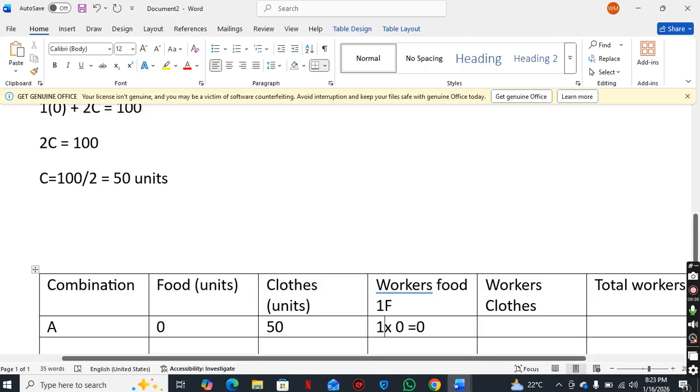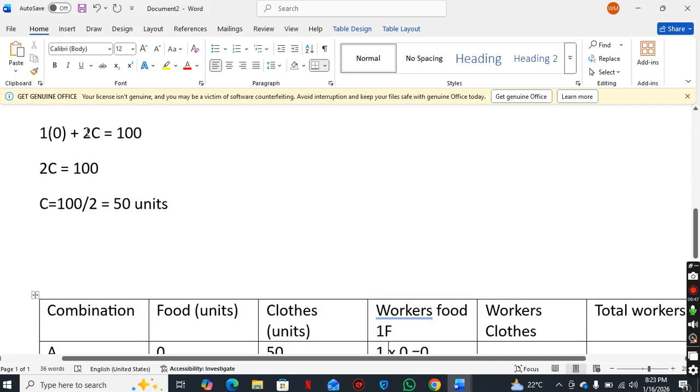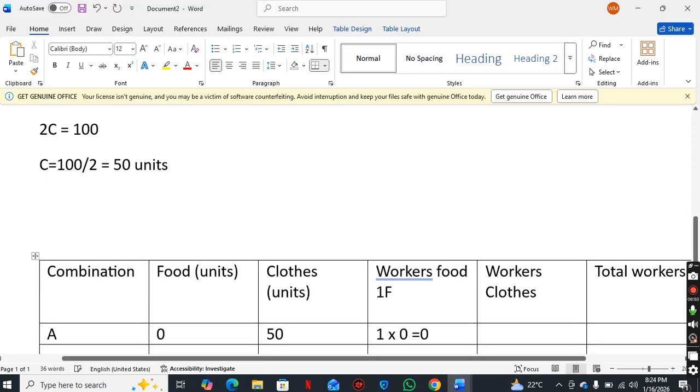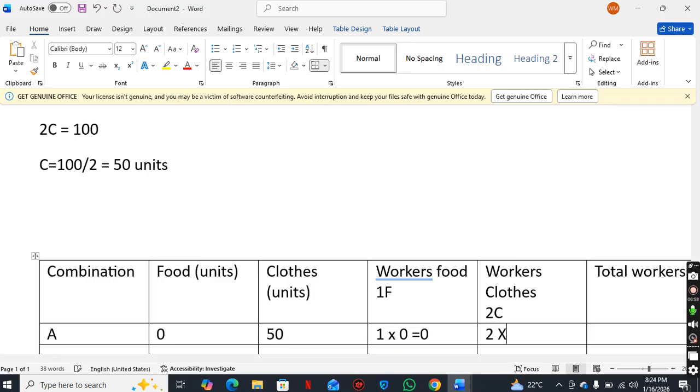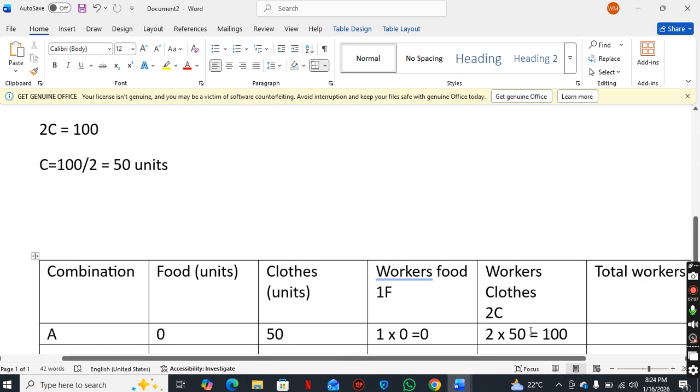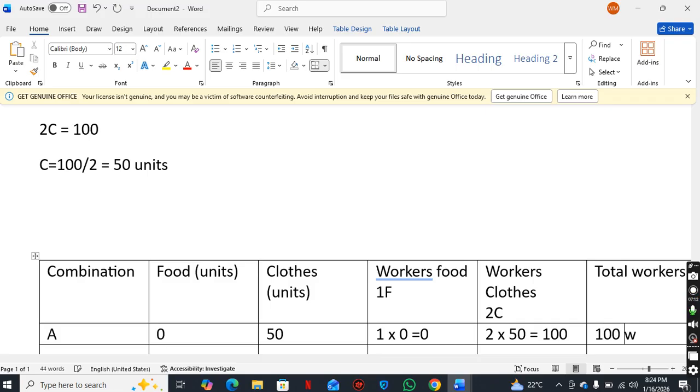For the clothes, if we're producing 50 units of clothes, how many workers are we going to have? We just use this 2C part of the equation. C in this case is 50 units, so we say 2 times 50, that is 100. So 0 workers plus 100 workers, we get a total number of 100 workers. Any questions before I move further?